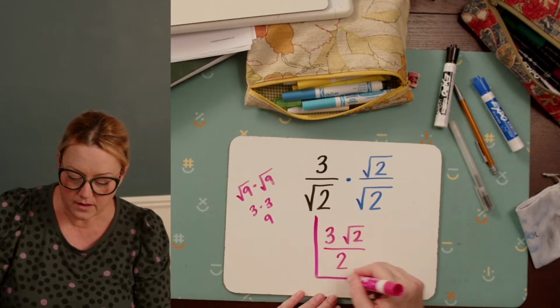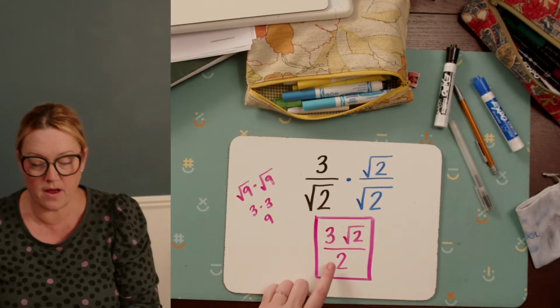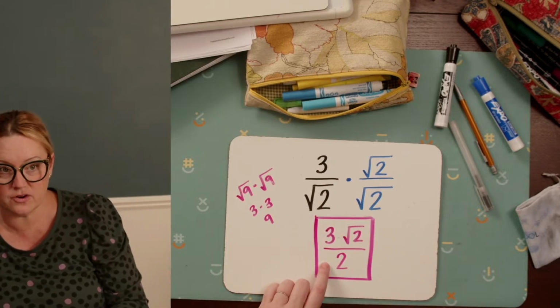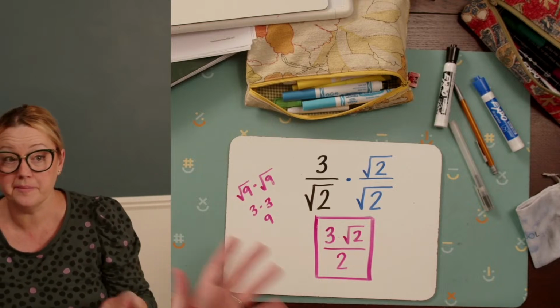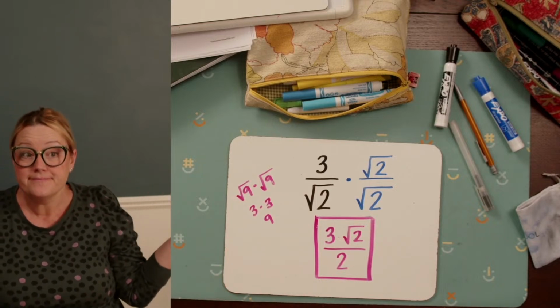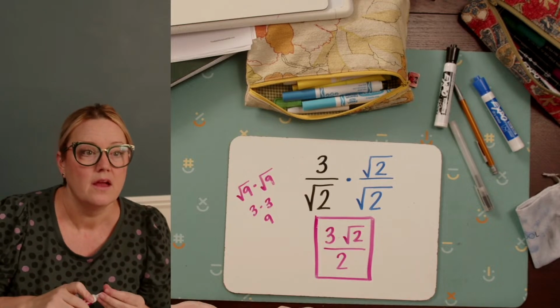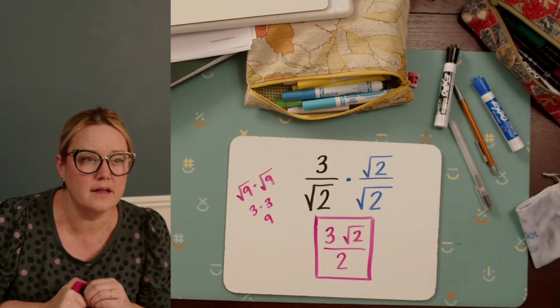Now it is a rational number on the bottom, right? It's an integer on the bottom. So we have rationalized the denominator. There you go.